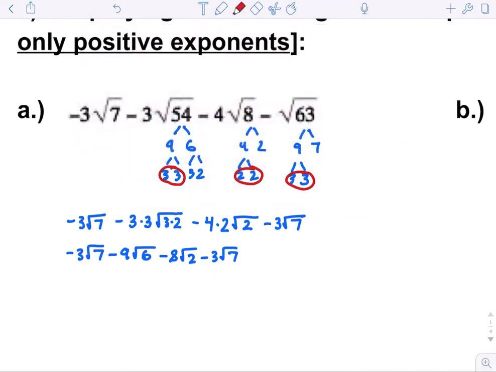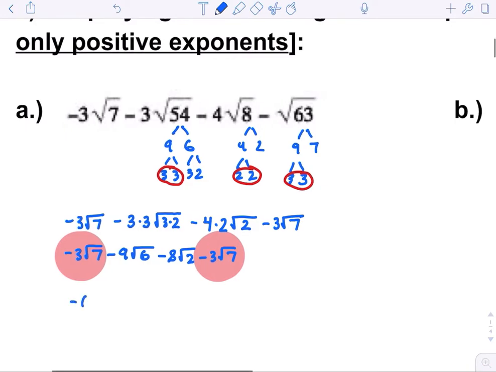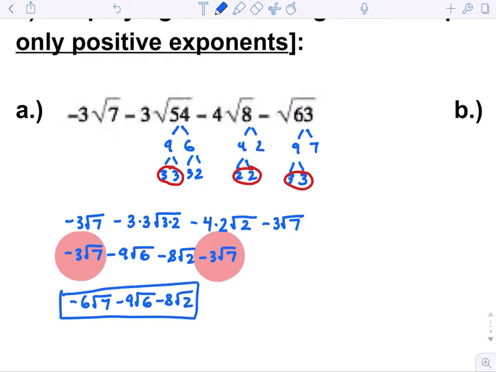I am noticing that this and this are the same. They have the same root. The radical 7, they have the same root and radicand. So since both of them are radical 7, that means you can combine like terms. Negative 3 minus 3 is negative 6 radical 7, and then just drop the rest. And that will be your answer.